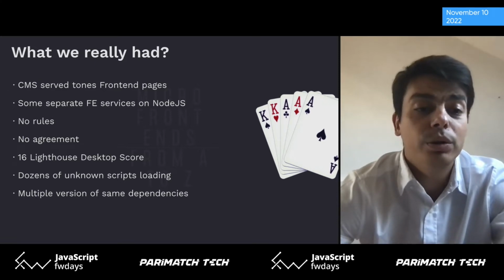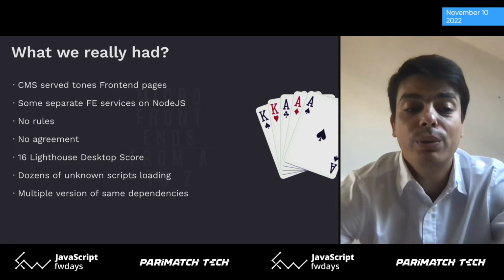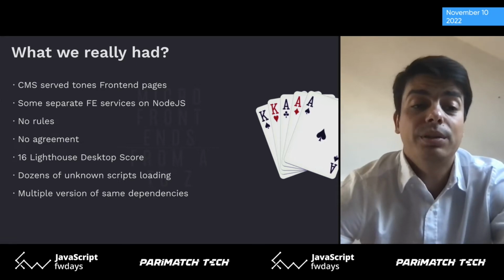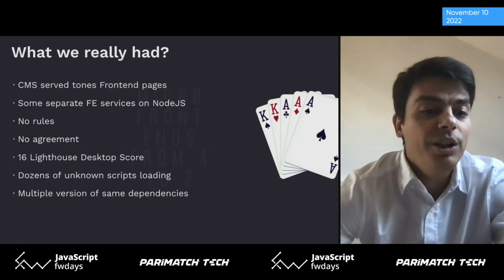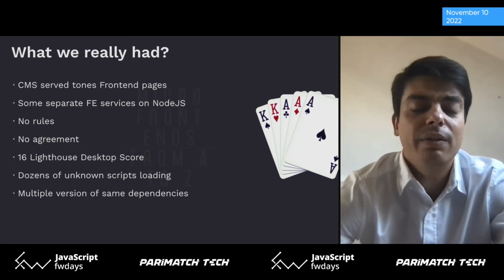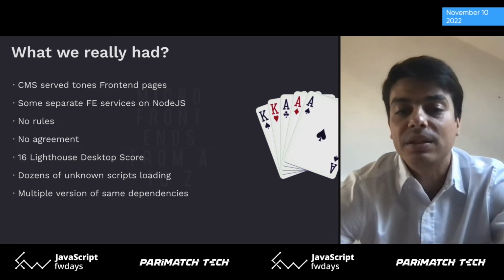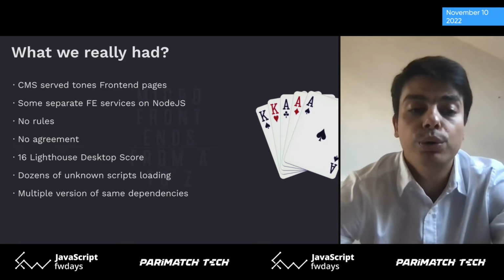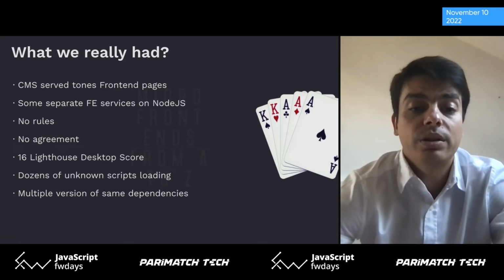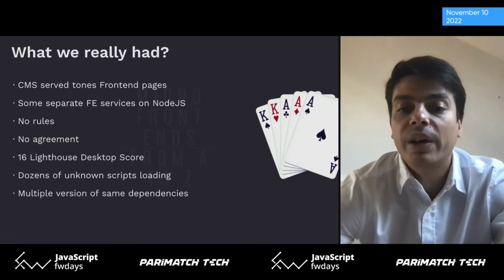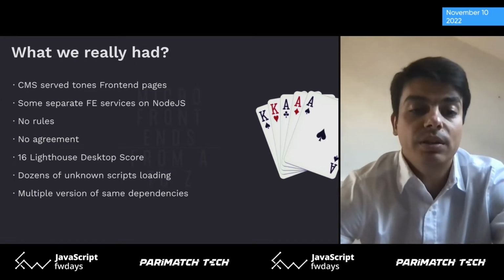Our Lighthouse score on desktop with normal network connectivity was between 14 and 17. That's not very performant, as you can see. Of course, on each page we have dozens of unknown scripts. Some of them were provided by the developer team, some of them were provided by the business analyst team, and we don't have a person in the company who could explain why we need all these scripts. And removing them leads to a situation when random pages fail for random reasons.